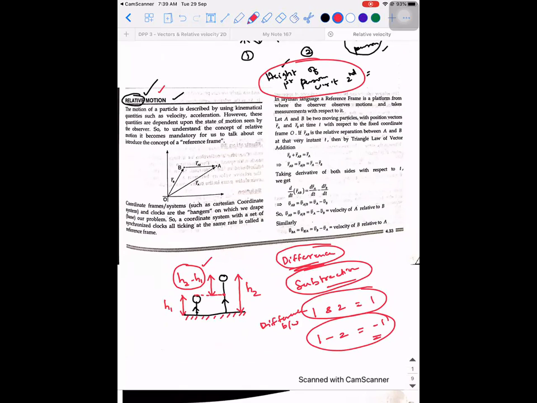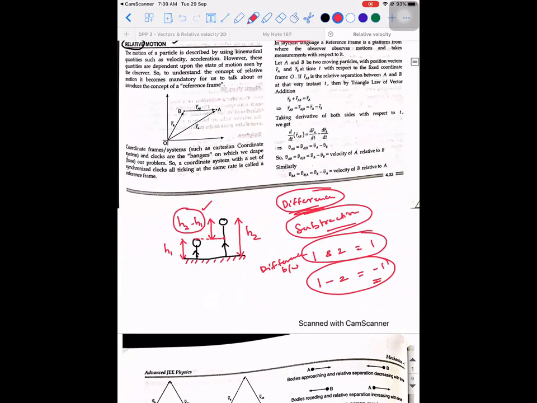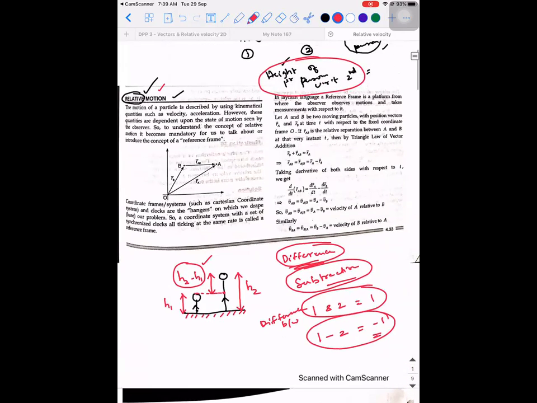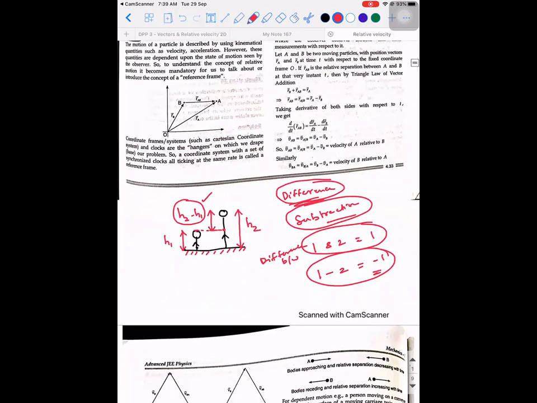What is it, guys? H1 minus H2. H1 minus H2 is okay. No, I'm asking the English meaning of it. What do you mean by H? Because I have to speak in terms of observer. So what can you speak in terms of observer? Who is observing and who is being observed? Height of first person with respect to second means you're taking the height of the first person.